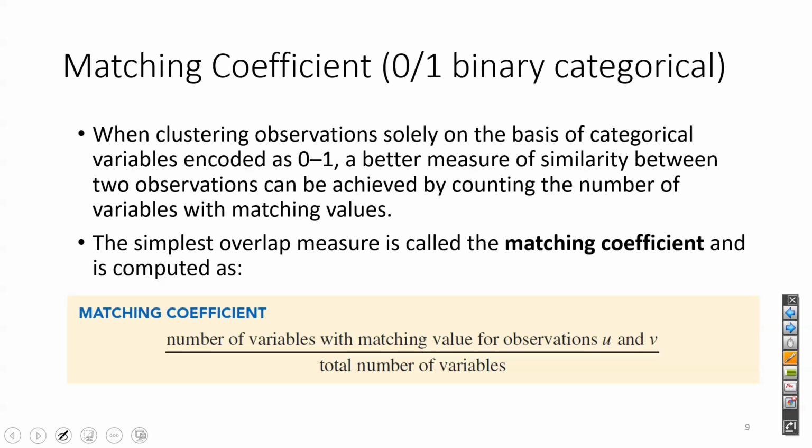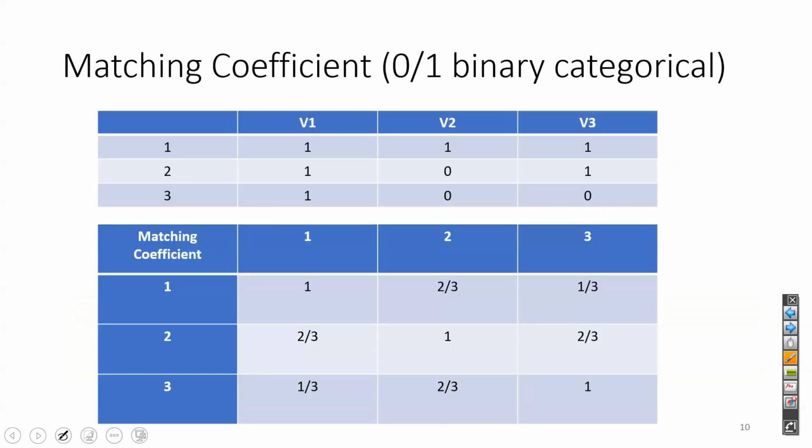We will be able to get the matching coefficients. The value of the matching coefficient will always be between 0 and 1. Let me show you this example here. On top of the table, this is our data. I have 3 observations, 1, 2, 3, with 3 different variables, V1, V2, and V3. So what I'm going to do is create a matching coefficient table, and this way I will be able to compare the matching coefficient between any two pairs.